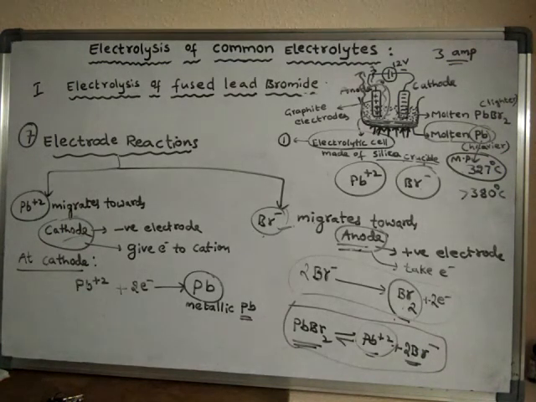Okay, so now this water is said to be acidulated water if acid is added, or else alkaline water if base is added, or else salty water if salt is added. So now the next topic we will discuss is electrolysis of acidulated water. Okay, so we will discuss that in the next video.